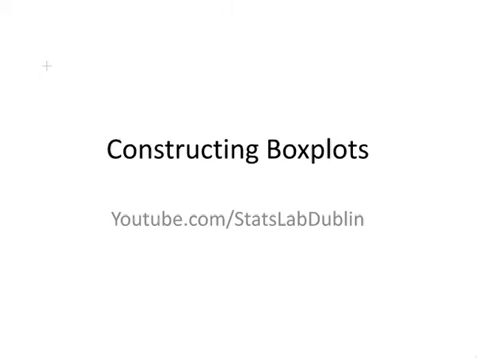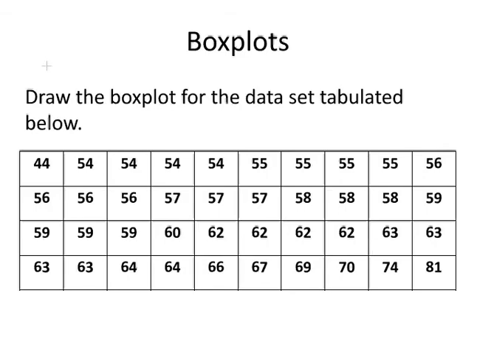In this presentation, we look at how to construct box plots. So let's start off by considering an example here. Draw the box plot for the data tabulated below. So we have 40 values there, n equals 40, that's our sample size. And importantly, it's already ordered.